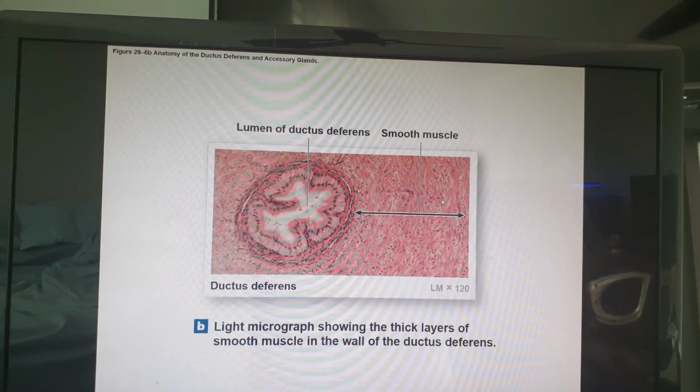Okay, so here's the thick, smooth muscle wall in the ductus deferens. Here's the relatively small lumen of the tube. And you can see those pseudostratified ciliated columnar cells in there. And the sperm would be in the middle.